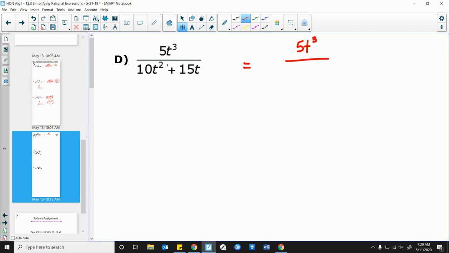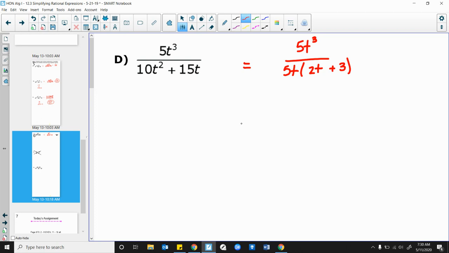Now, on the bottom here, there's a GCF that can be factored out. The common factor between 15 and 10 is going to be 5. And let's also not forget that there's 1t that match up. So in this case, I'll be left with 2t plus 3. Now, in this case here, I have a 5t to the third and a 5t.